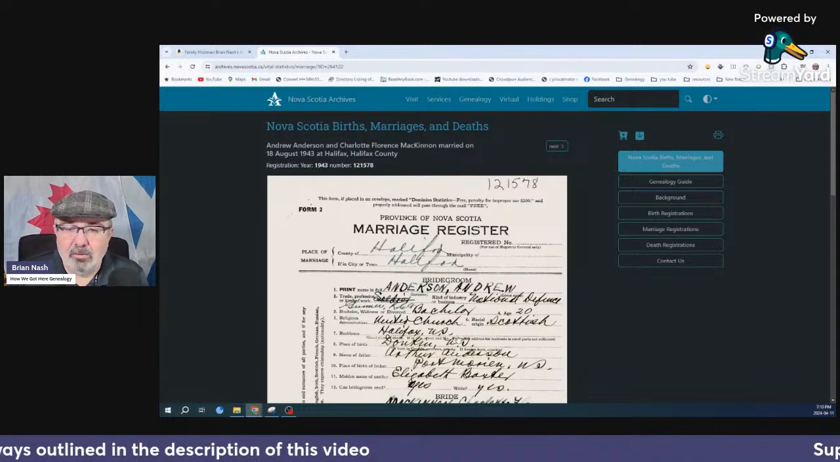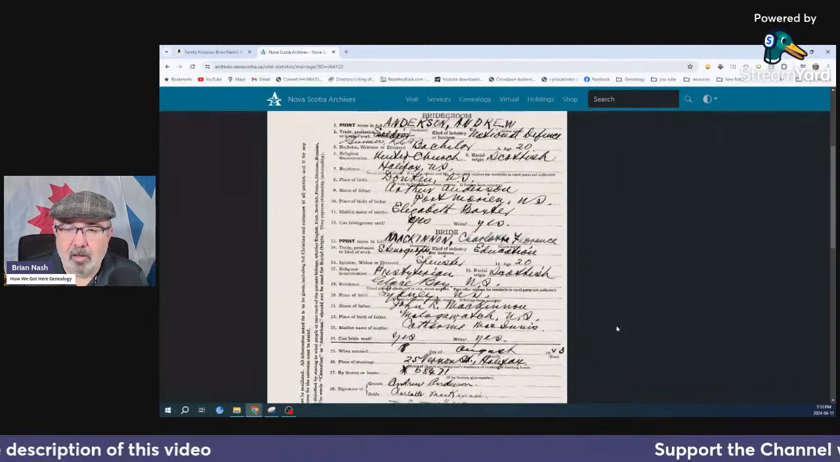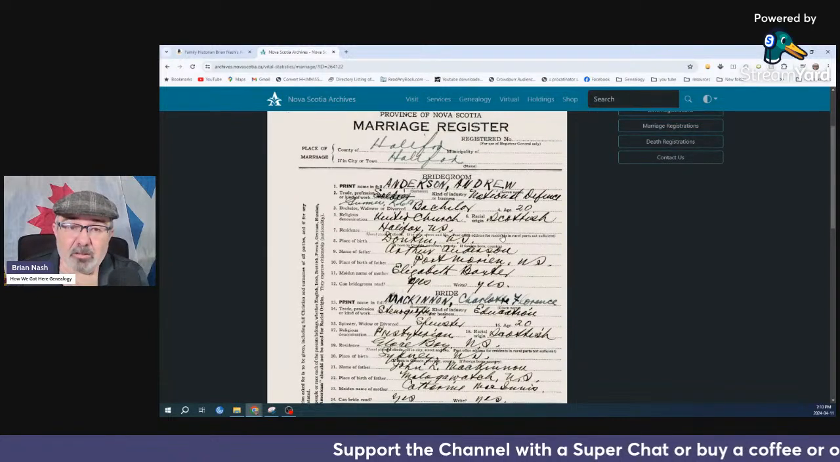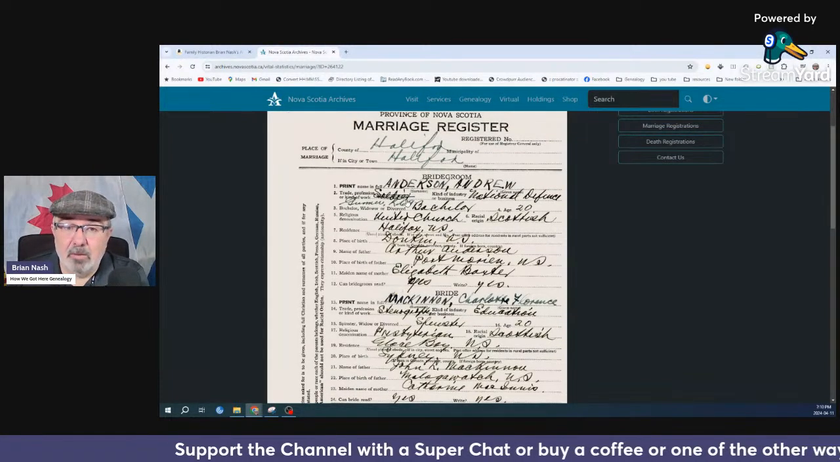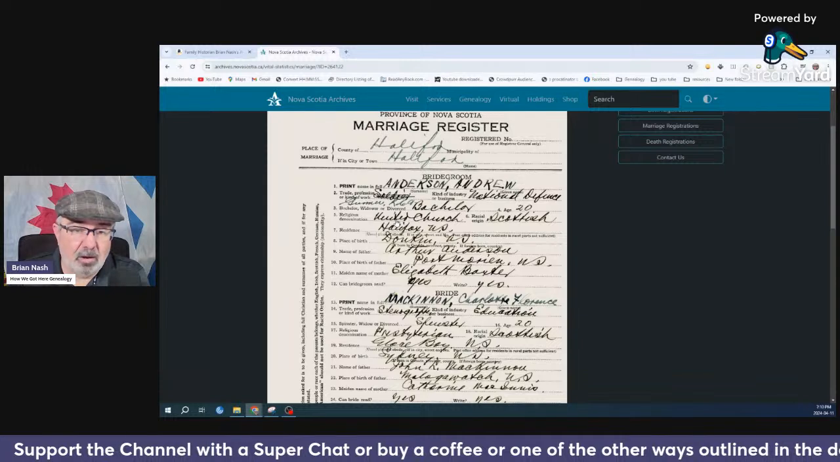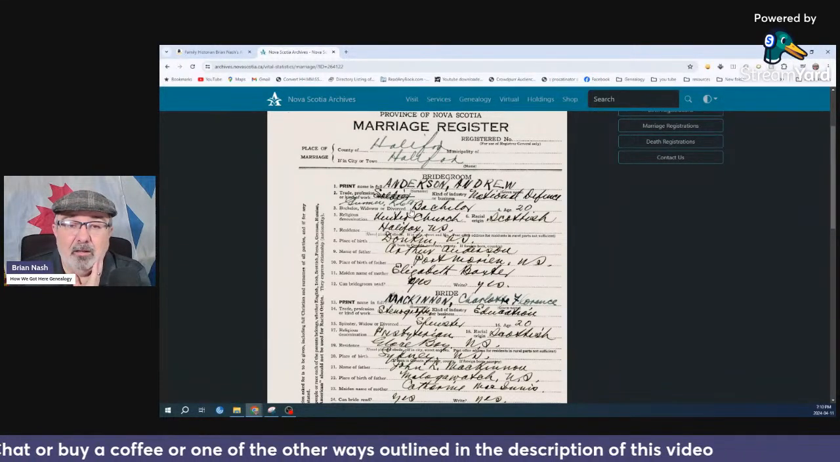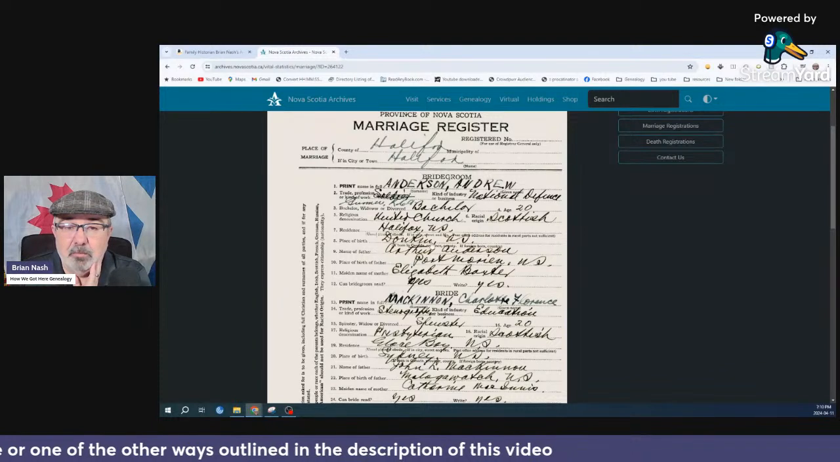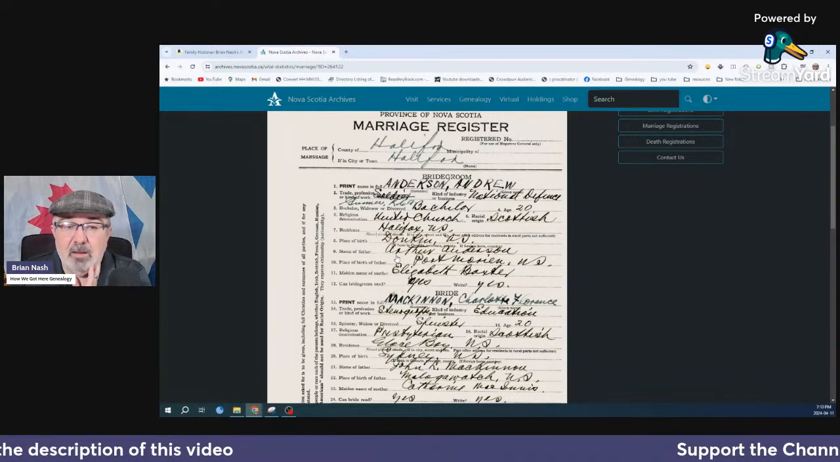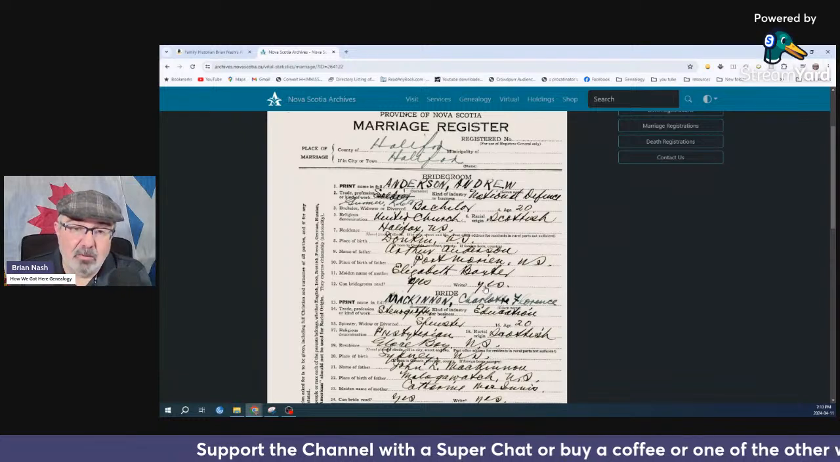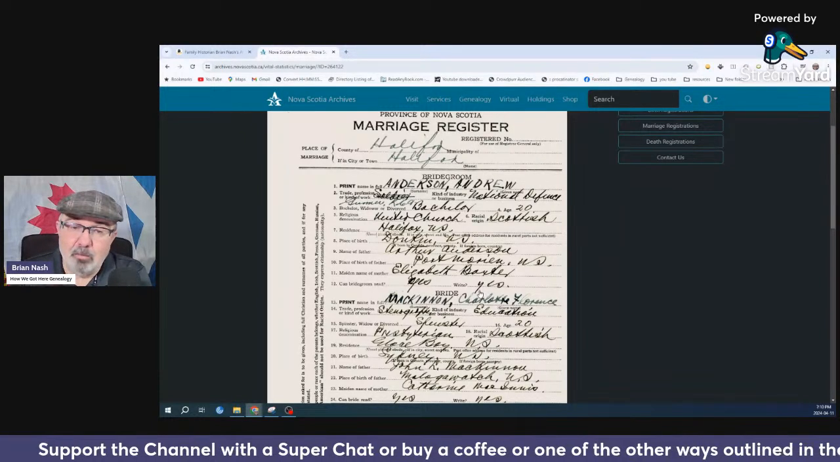So it tells you a lot of different things here. It tells me the details around the marriage, but also the details around the people getting married. For instance, I have my grandfather, his place of birth, his father's name, and his father's place of birth, and his mother with her maiden name. So that gives you a lot of information you may or may not already have.